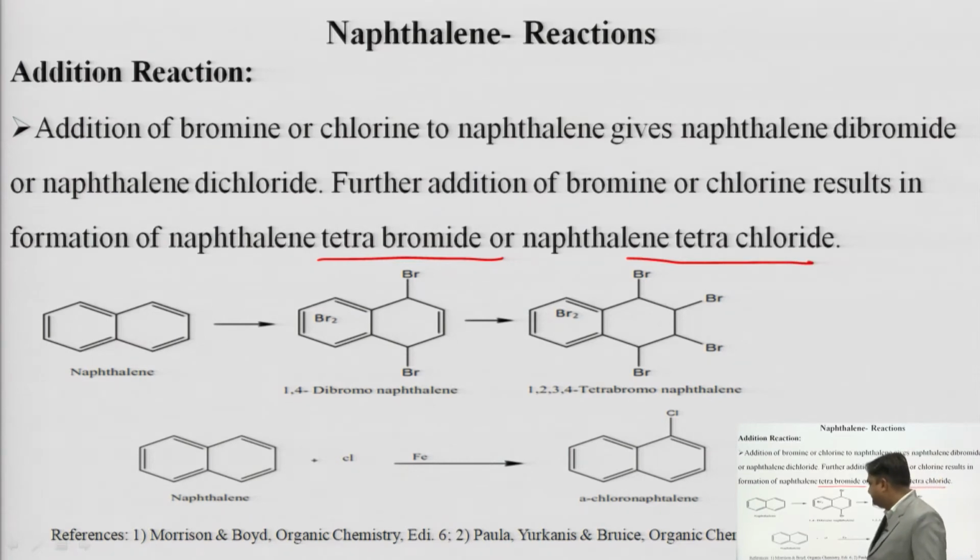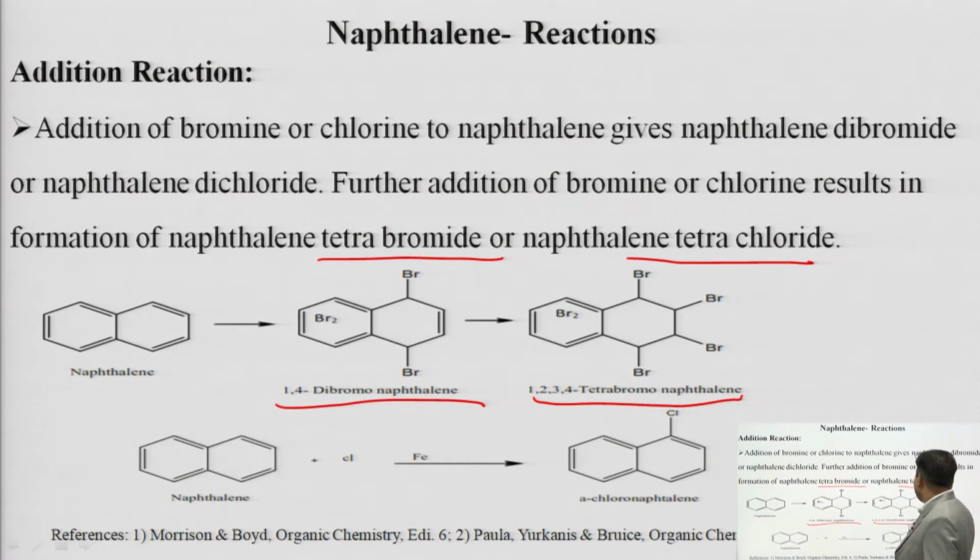So, in the starting when we add the bromine molecule to the naphthalene, we are getting a dibromo or disubstituted product. If we continue this reaction for a long time, then we are getting 1, 2, 3, 4 tetrabromonaphthalene, which means tetra substituted products. Okay.